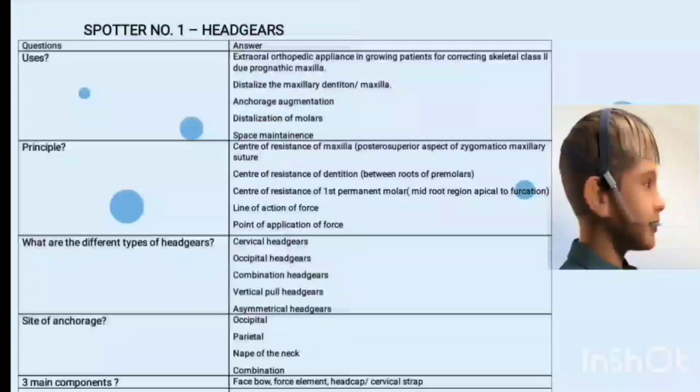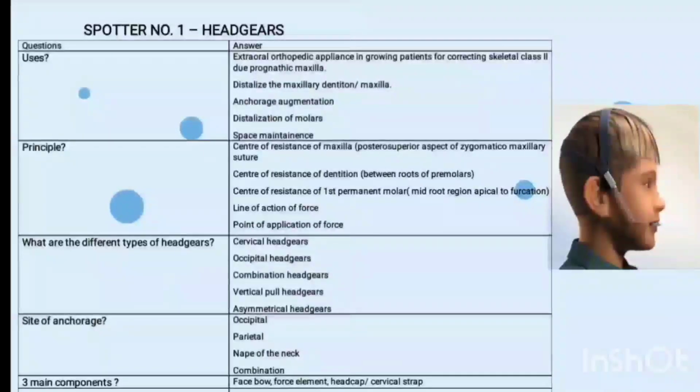Now, what are the different types of headgears? They are cervical headgears, occipital headgears, combination headgears, vertical pull headgears and asymmetrical headgears. And now we'll see what are the sites of anchorage present for headgears. That is, occipital, parietal, nape of the neck and combination.